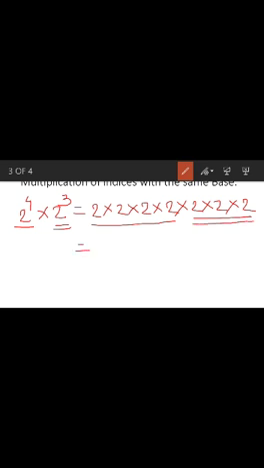Now how many 2s are here? 1, 2, 3, 4, 5, 6, 7. That is 2 raised to 7. Therefore 2 raised to 4 multiplied by 2 raised to 3 is equal to 2 raised to 4 plus 3.